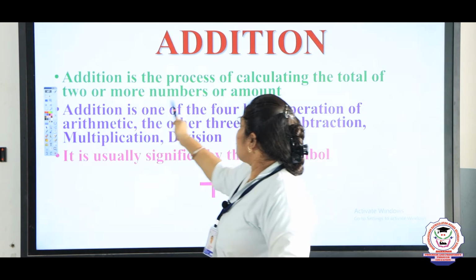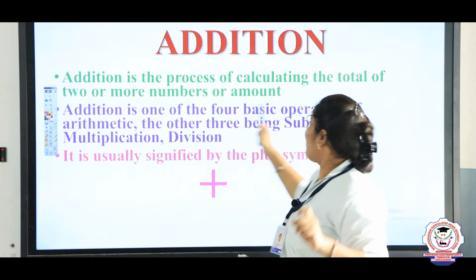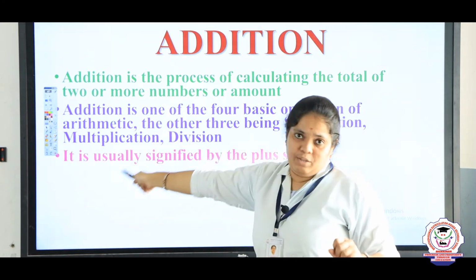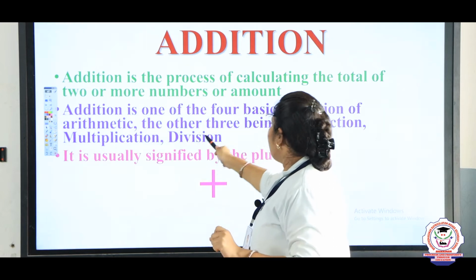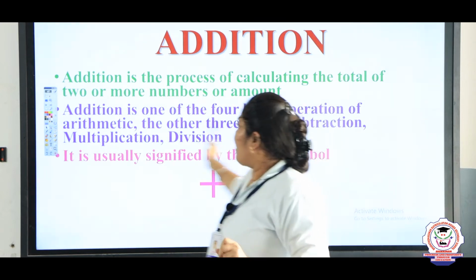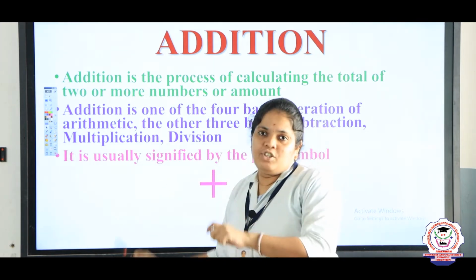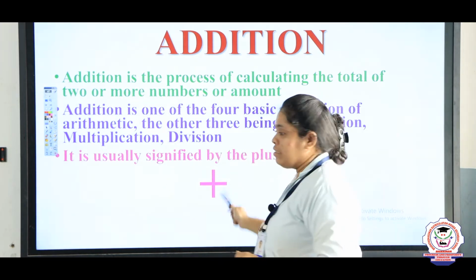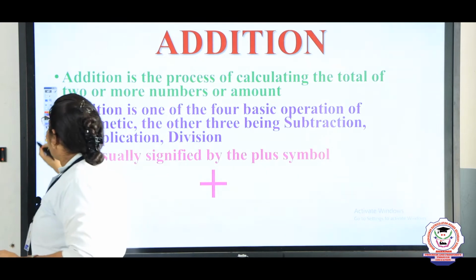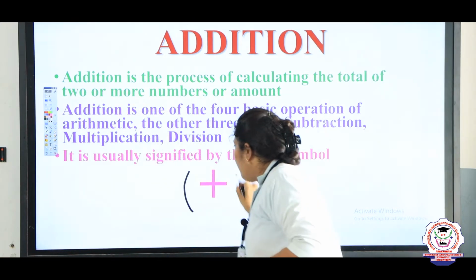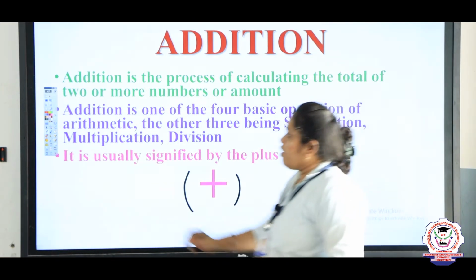Next, addition is one of the four basic operations of arithmetic. The other three basic operations are subtraction, multiplication and division. This addition is used by the symbol. This is our addition symbol. This is the symbol of addition.